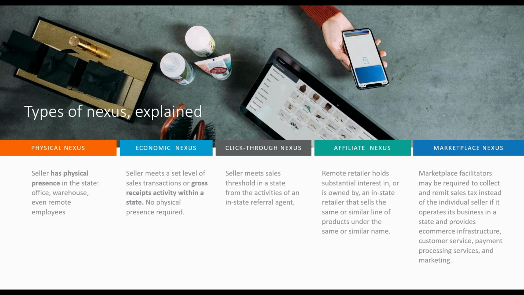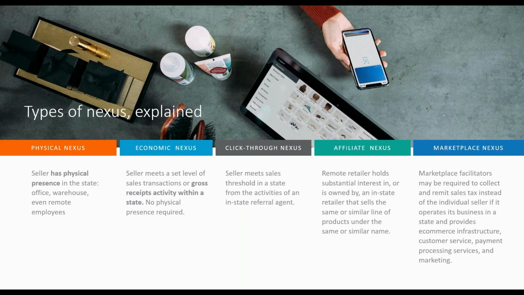I will talk a little bit about what those limits look like for each state. We also have a fully comprehensive list on our website that I'm happy to share with anybody after this call, where you can reference each state's limits. But physical and economic Nexus are the biggest things that I see with all of my customers.